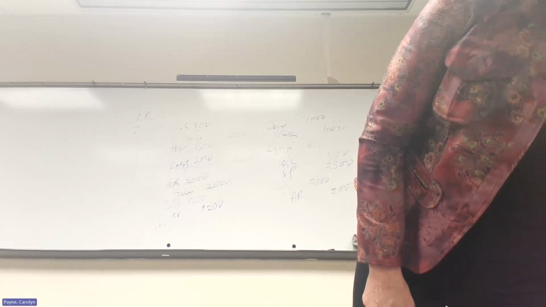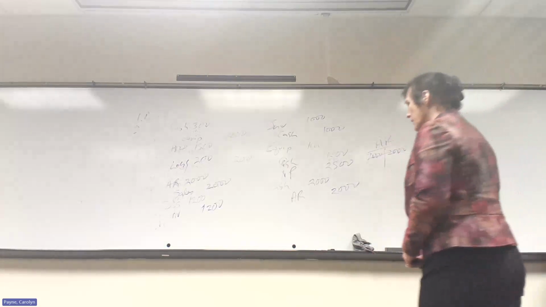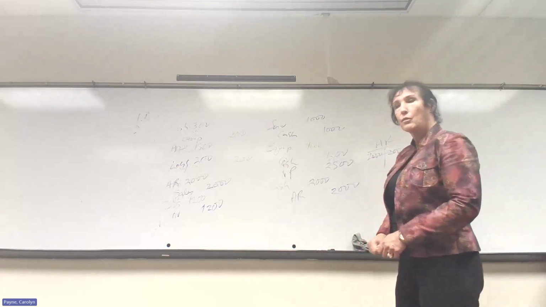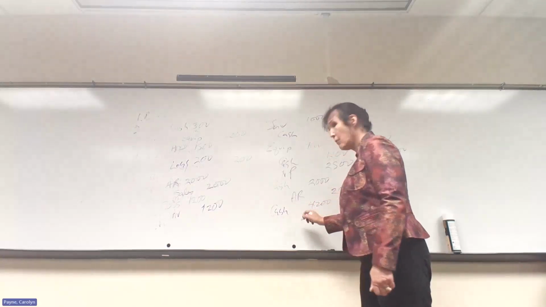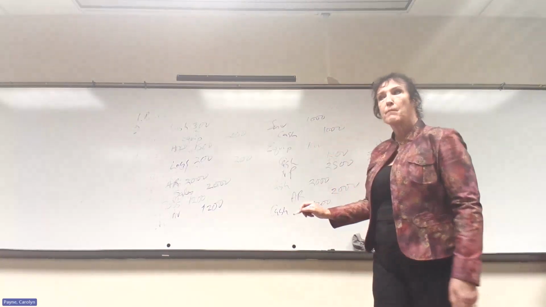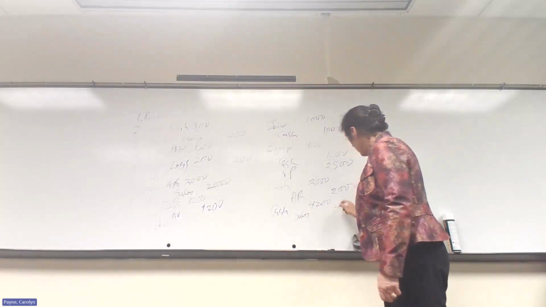All right, made cash sales of 4,200. Cost of inventory was 2,300. Made cash sales this time. Debit cash, 4,200. What do we get to credit? Credit sales, which is our revenue account.